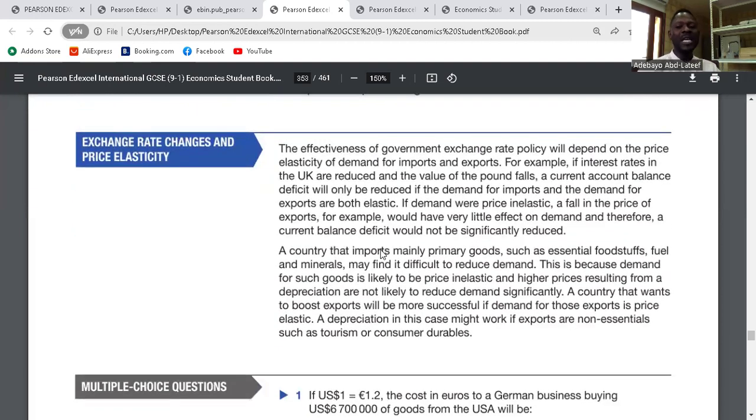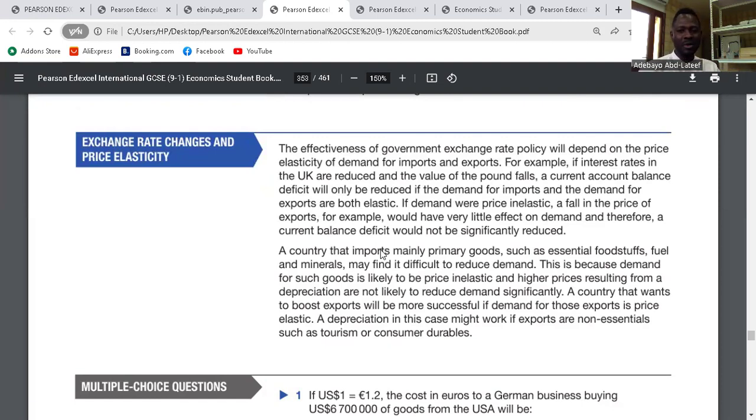The effectiveness of government exchange rate policy will depend on the price elasticity of demand for imports and exports. For example, if interest rates in the UK are reduced and the value of the pound falls, a current account balance deficit will only be reduced if the demand for imports and the demand for exports are both elastic. Look at what they say. If demand were price inelastic, a fall in the price of exports, for example, would have very little effect on demand, and therefore a current account deficit would not be significantly reduced.